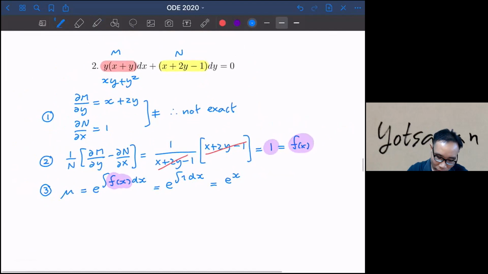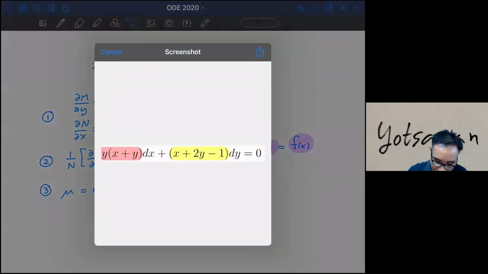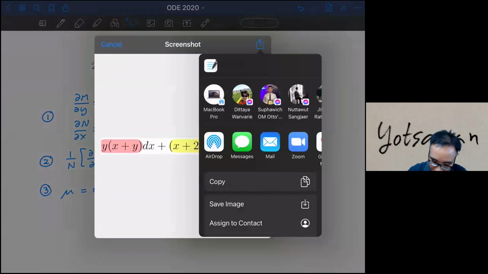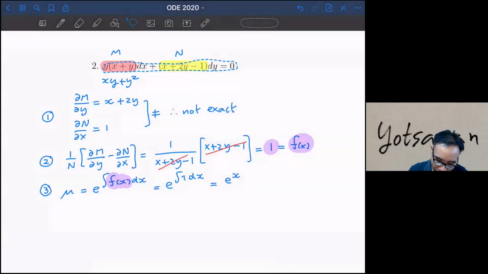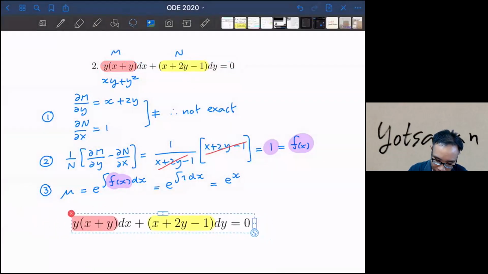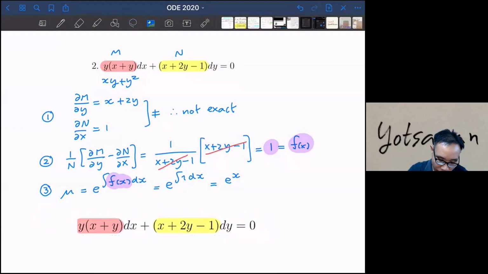And the fourth step will come from, we're gonna take a screenshot for this guy, copy, and we get this term. So that's my fourth step.